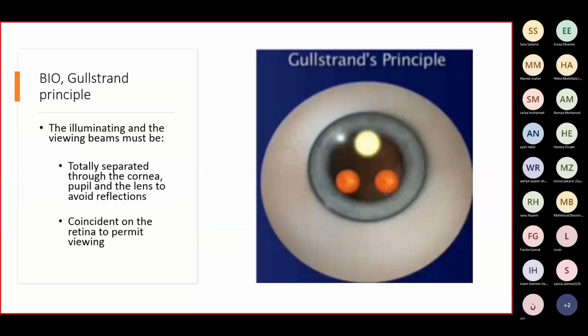We mentioned the Gullstrand principle. We want to squeeze the illumination beam and the two reflected beams of the right and the left eye through the small pupil of the patient. Okay? But they need to be totally separated. If they are completely coaxial, I'll not be able to see through them. So we want a small separation in between them so that we can appreciate the reflected beam.